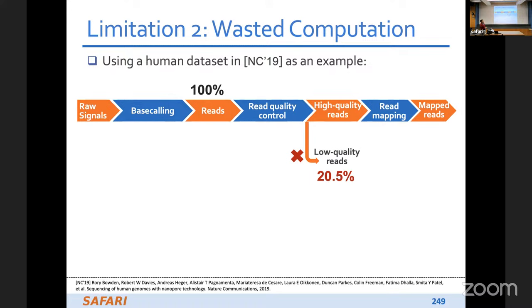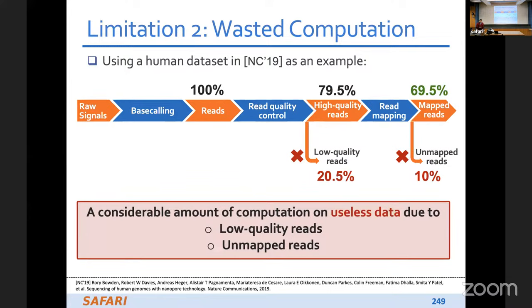Because maybe they are going to be too low quality, but let's say this is 100% of it. But what we end up getting is that some of these reads will again be filtered because they are low quality, and essentially only, let's say, 70% of them will get mapped. So we're still doing some wasted computation there.